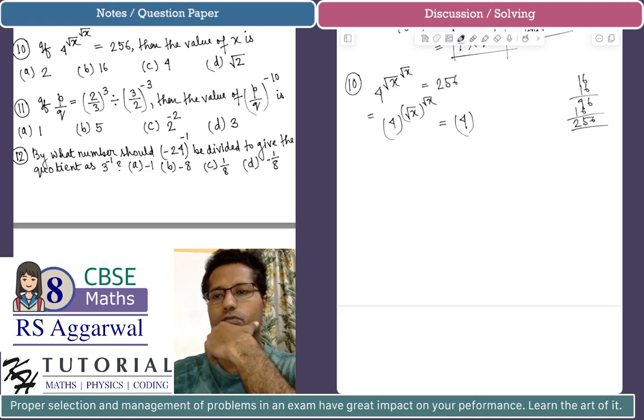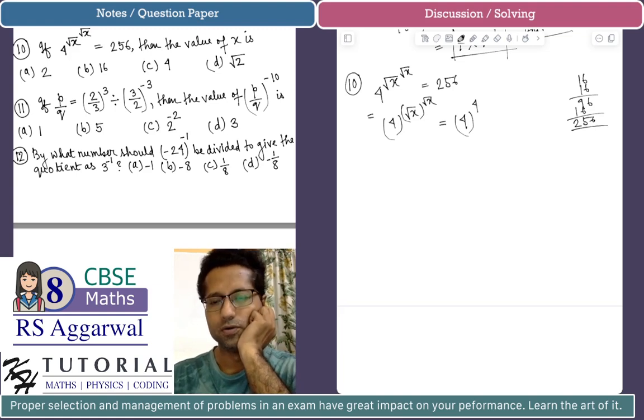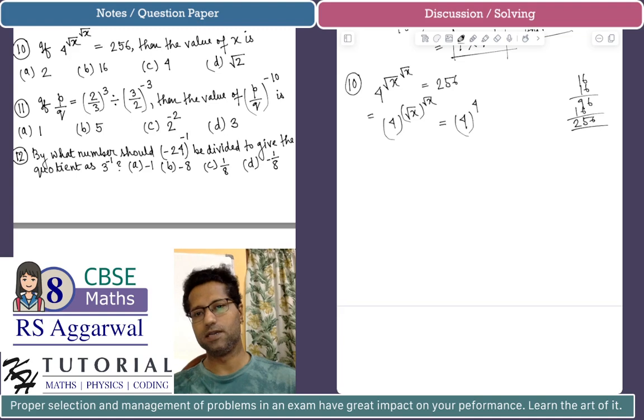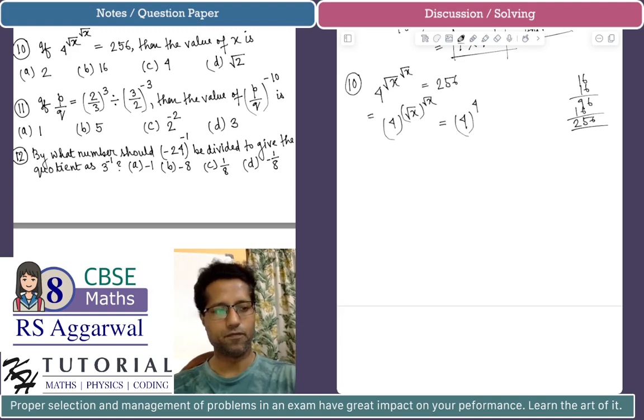So 4 raised to the power 4, we have 256. Now, from this we can see that across the equality sign, both the LHS and the RHS are in exponential form, having the same base 4. So from this we can say that the powers of the two exponential terms from both sides should be equal, which means root x raised to the power root x should be equal to 4.